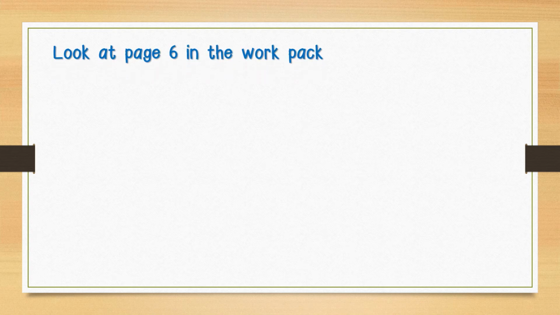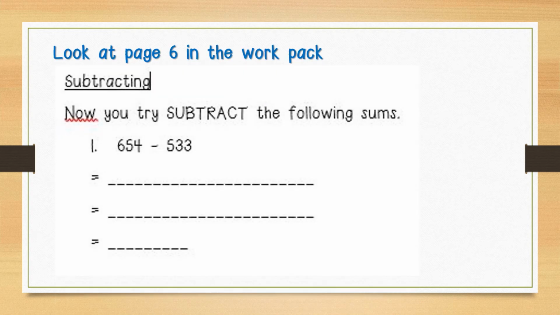Now let's look at page 6 in our workbook. It says subtracting. So we've done one example, so let's do number 1. Number 1 says 654 minus 553. So our first step, we said that we are going to minus. So it will be 600 minus 500 plus 50 minus 30 plus 4 minus 3.